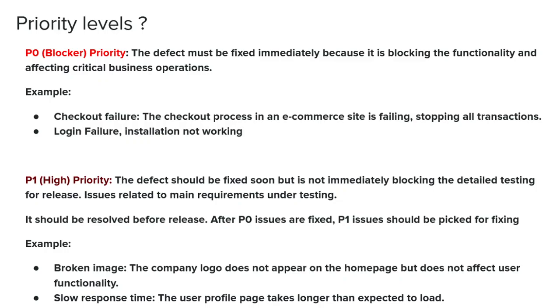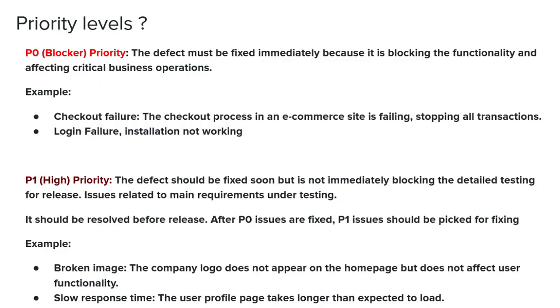P1 priority. After P0 issues, which are immediate fixes, developers will pick the P1 issues. P1 means high priority issues. Whenever this defect should be fixed as soon as possible, but not immediately as P0 issues. P1 issues are also important because they are directly associated with the requirements given by the product team. Though it is not blocking the detailed testing, if some major functionality is impacted, then you will report those as P1 issues.